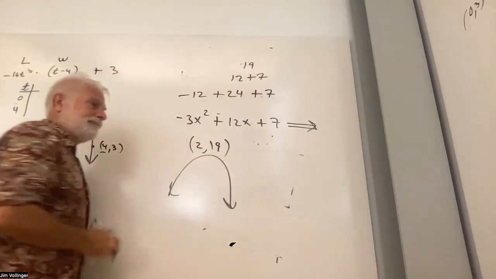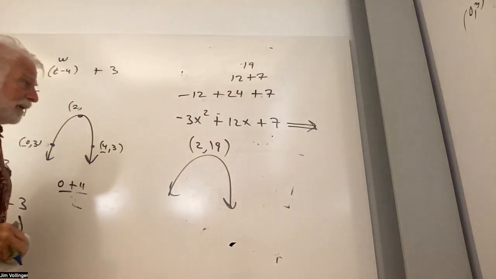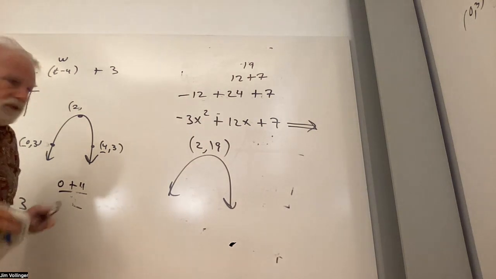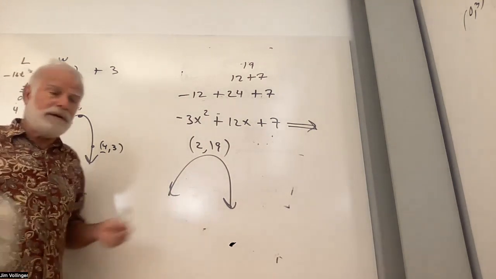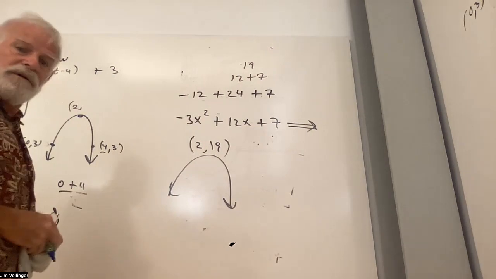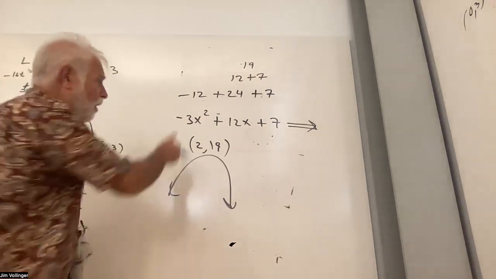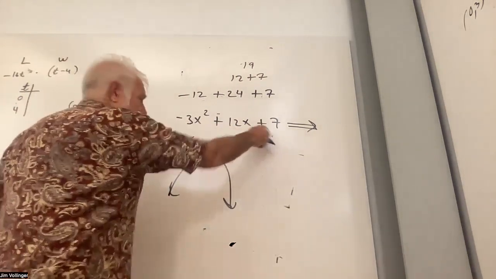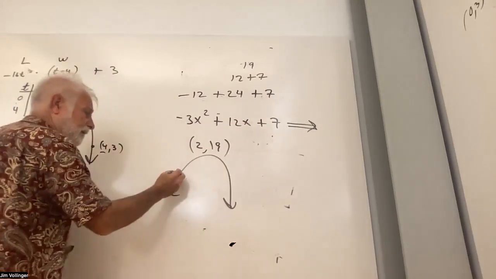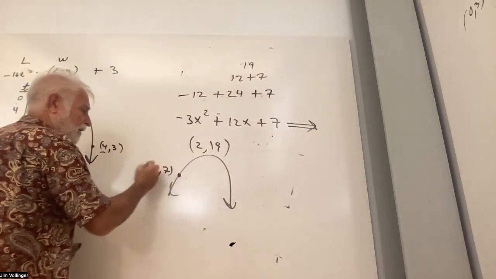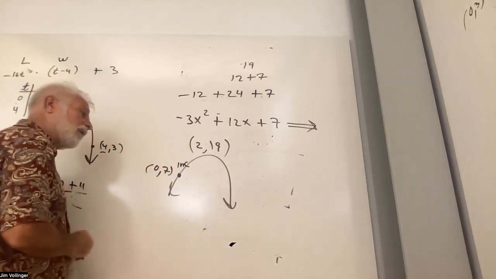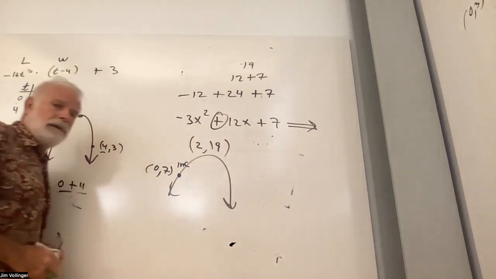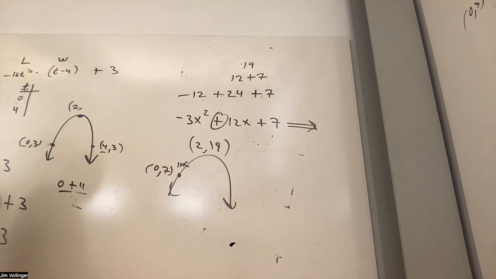Boom. Now I just need the y-intercept. I need one more point so that I have an accurate graph. Okay, how do I find the y-intercept? You heard it again. You throw a zero in. You get 7. Zero is to the left, on the increasing side. Where do I know that? Right there, that second term tells me that.